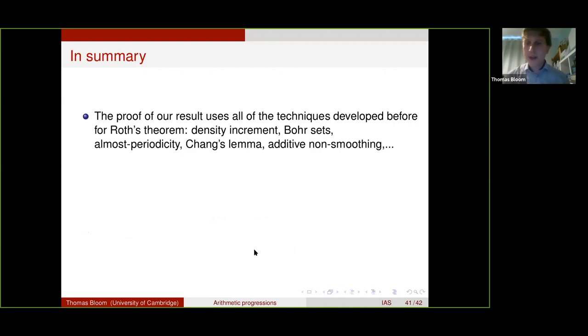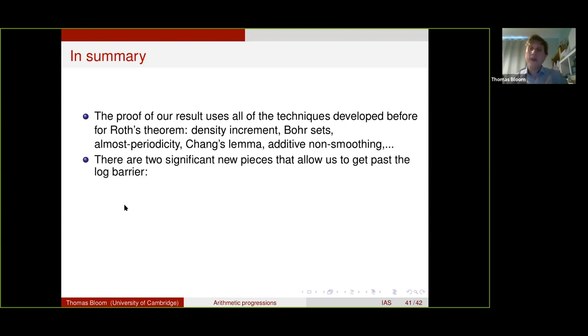I'm just going to summarize the proof now, and then I'll take a break for a couple of minutes. The proof of our result uses basically all the ideas that have come before for Roth's theorem: the density increment strategy going back to Roth, Bohr sets as introduced by Bourgain, with the theory further developed extensively by Sanders, almost periodicity of Croot and Sisask, Chang's lemma, which was introduced actually for Freiman's theorem but has proved very useful since, additive non-smoothing, and all the structural ideas from the work of Bateman and Katz. And there are two significant new pieces that we add to that.